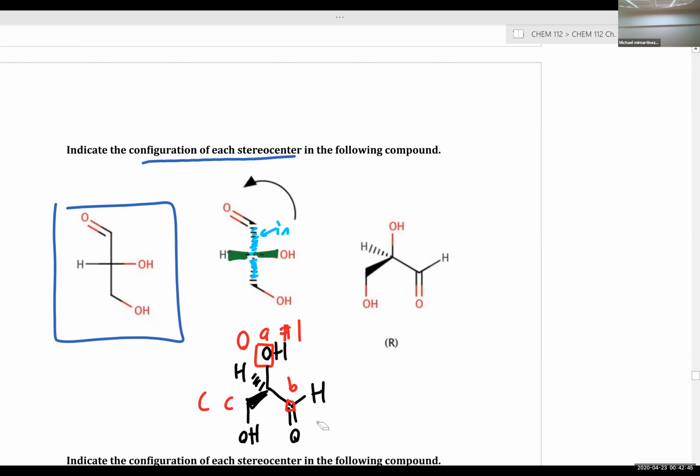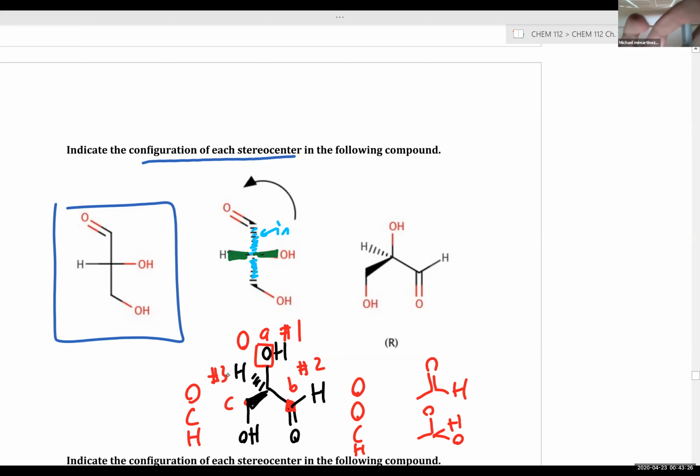Okay, now let's compare B and C. Attached to each of these carbons, on B, we have an oxygen and a carbon. For C, we have an oxygen, a carbon, and a hydrogen. So which group wins out, B or C? B, exactly right. Just as a reminder, remember that aldehydes, if we have a carbon-oxygen double bond, it's treated as 2 single bonds. Remember that rule? That double bonds are treated as 2 single bonds?